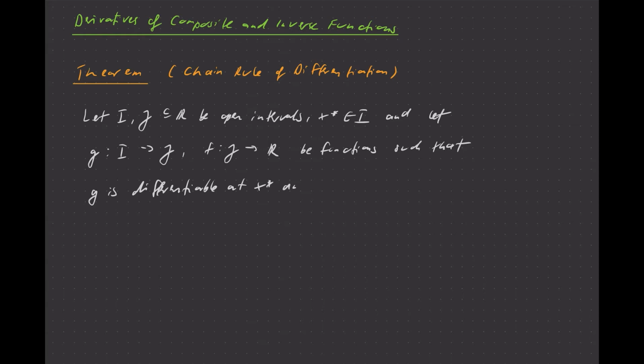And f, the function f, is differentiable as well. What we want to do later is consider the function f of g of x. So f needs to be differentiable at g of x star. And we call that point y star. And what this theorem says is the composite function f after g is then also differentiable at the point x star.